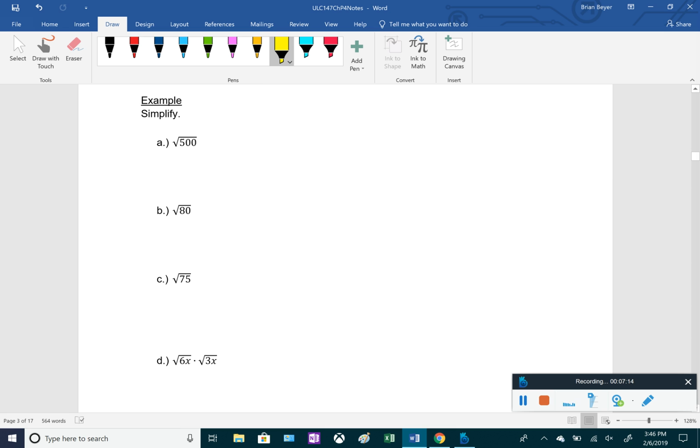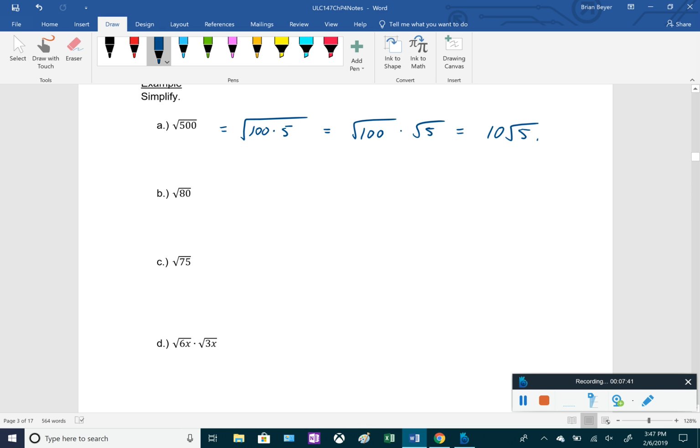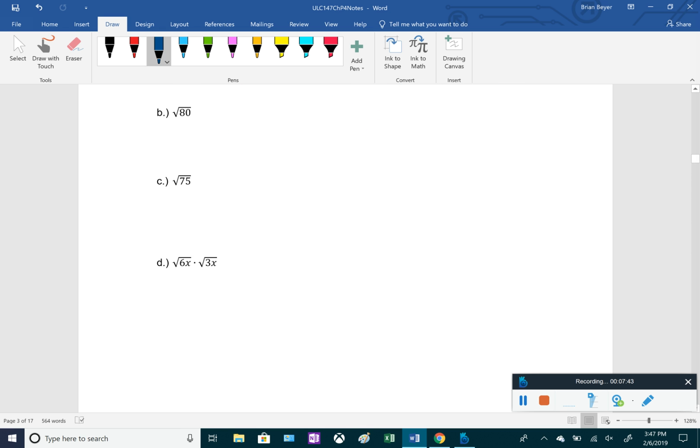So the square root of 500. We want to think of two factors of 500, where one of them is a perfect square. We can rewrite 500 as 100 times 5. I did that because 100 is a perfect square. Then we can chop it up as the square root of 100 times the square root of 5. Square root of 100 is 10, so it becomes 10 radical 5. We should be simplifying these every time that we see them if we can.